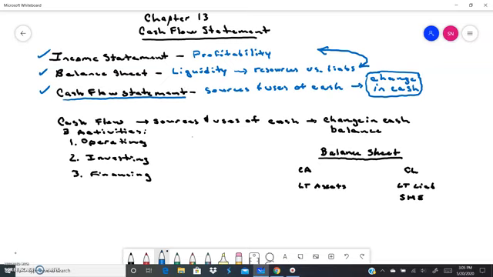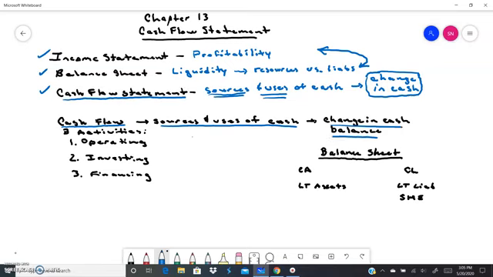So that's what we're going to do. We're going to look to see what's the change in cash and what were the sources and the uses of the cash over that period of time. And that's going to help us to bridge the income statement to the balance sheet. So that's what we're going to do. Cash flow, sources and uses of cash, change in cash, balance.